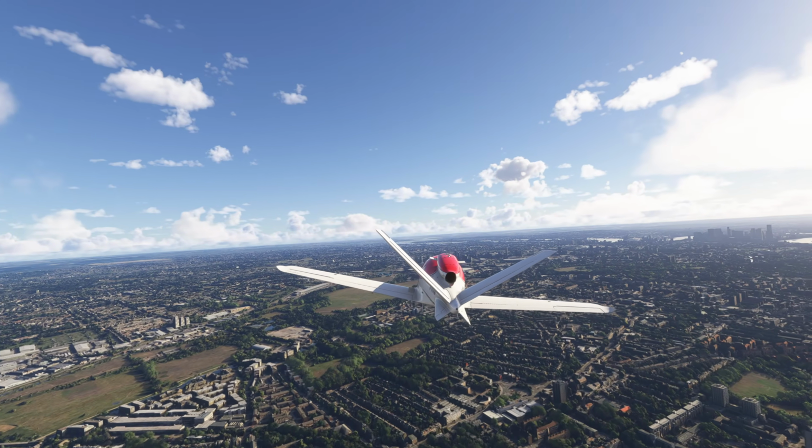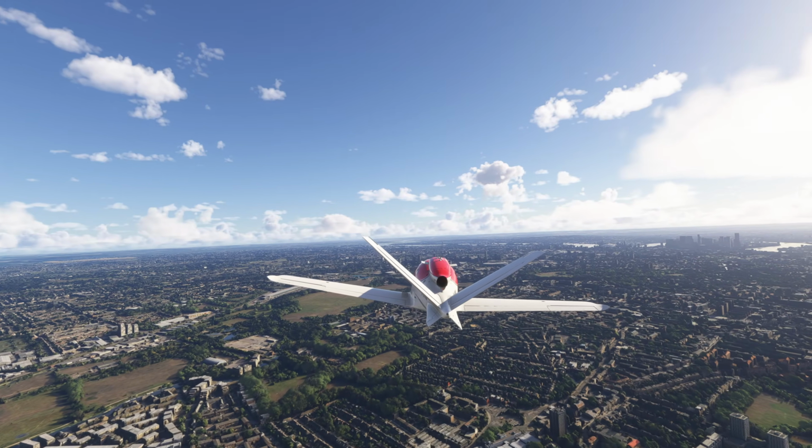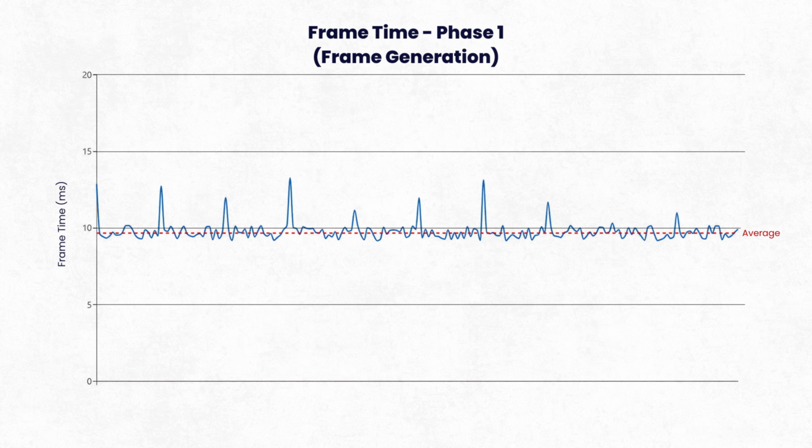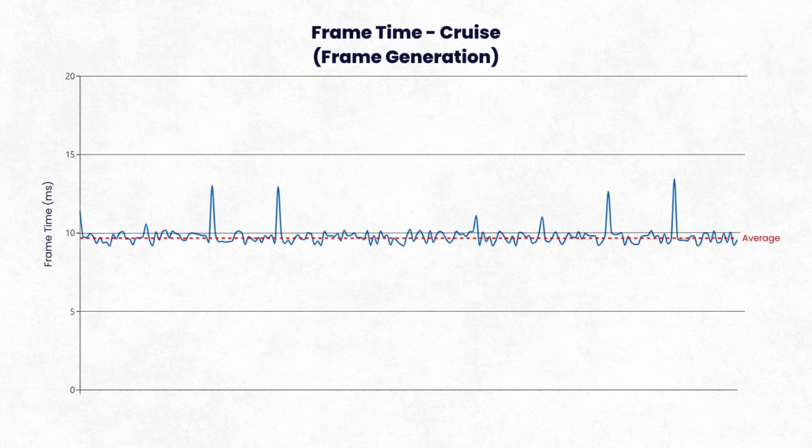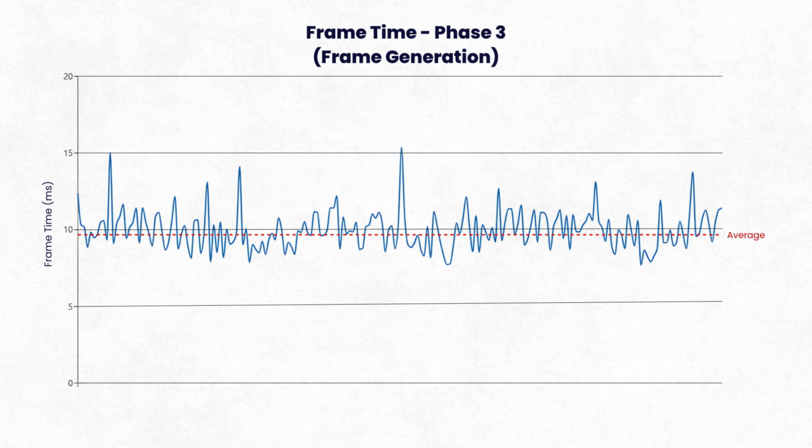However, perhaps the most telling thing was the frame time consistency between legs. During our first leg, frame times stayed relatively consistent outside of the documented spikes. But by the third leg, we noticed much more variation, even during cruise, suggesting Frame Generation was simply struggling to maintain consistent performance with the reduced memory headroom.